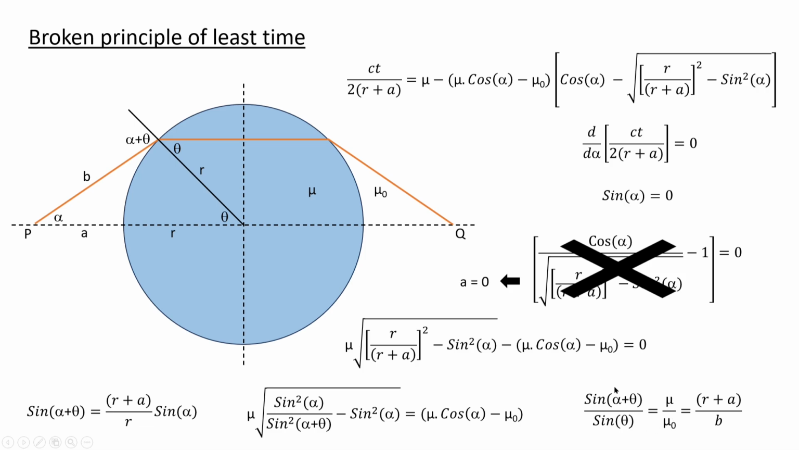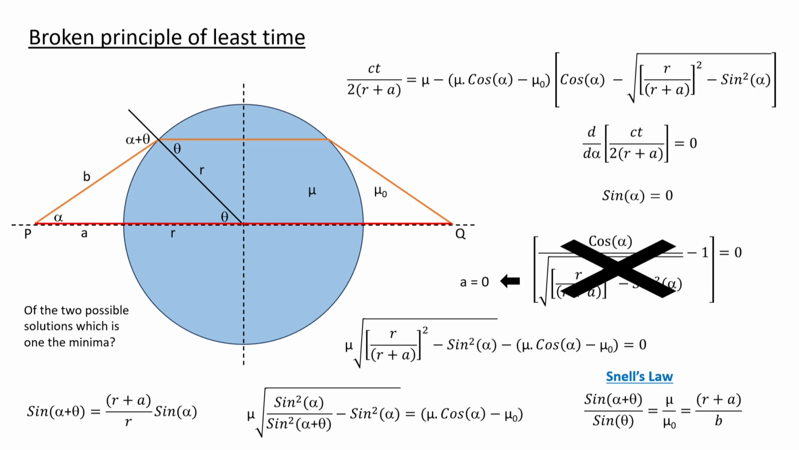So this is actually Snell's law. And from the triangle we can also see that this sin alpha plus theta by sin theta should be equal to this ratio of these two distances, r plus a and b. So these two terms form the Snell's law, and these two are coming from the triangle. So we are getting Snell's law directly from the principle of least time, which is what is expected in many situations.